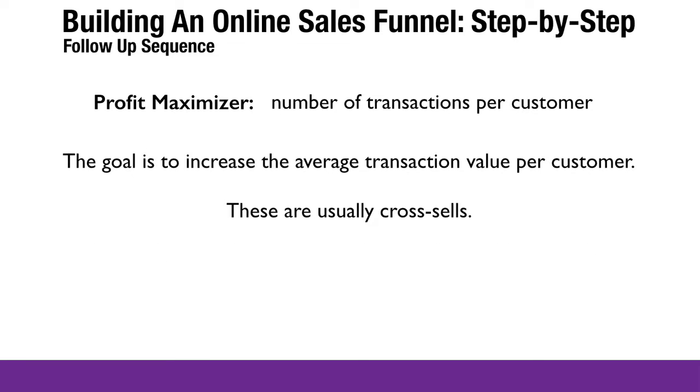Now, the profit maximizer is really the number of transactions per customer, and the goal is to increase the average transaction value per customer, right? And these are usually your cross-sells, okay? So Amazon does a fantastic job of it. We've all most likely been on Amazon, where they're going to offer you tons of different related items to what you've purchased, what other people are purchasing. You want to use that same kind of concept, if you can, if you have that amount of product. But that profit maximizer is, you've already built that trust. So, here, try this. It's similar to what you have. Here's what other customers have done, and so on.